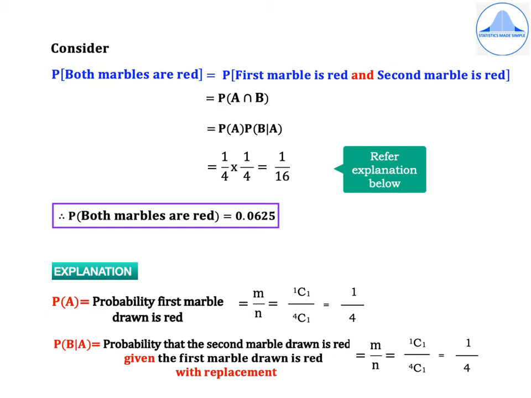Now substitute P of A and P of B given A in the above expression. So you get 1 by 4 into 1 by 4, which is equal to 1 by 16. So therefore probability both marbles are red is equal to 0.0625. So this is the probability under the case of with replacement.